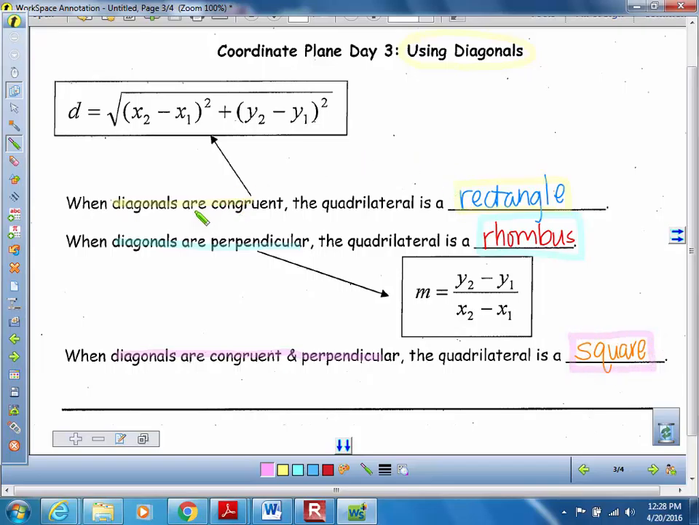So congruent, that is using distance formula, which is why it's pointing to the distance. Perpendicular is looking at the slope, and then once you do those two, you can decide, does it fit a square or not? Okay? So let's look at an example of that.